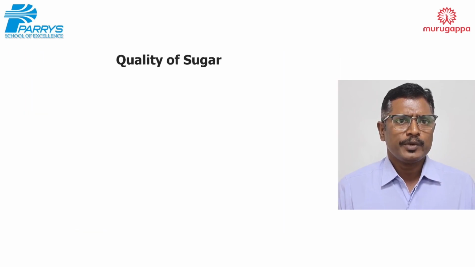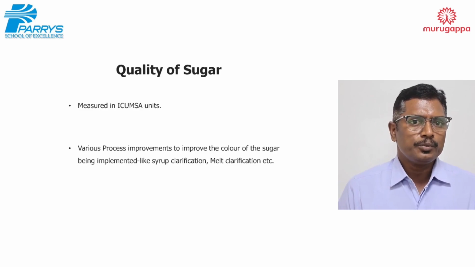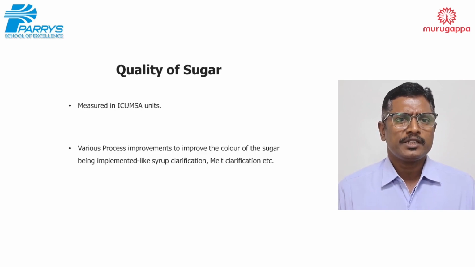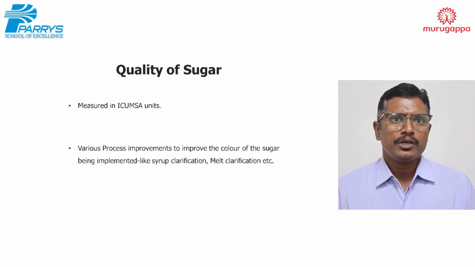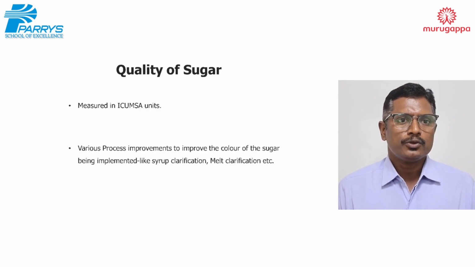Quality of sugar is measured in ICUMSA units. Its derivation is International Commission for Uniform Methods of Sugar Analysis. Generally we denote it as IU. Various process improvements to improve the color of the sugar are being implemented in many factories, like syrup clarification and melt clarification, to improve the quality of sugar.